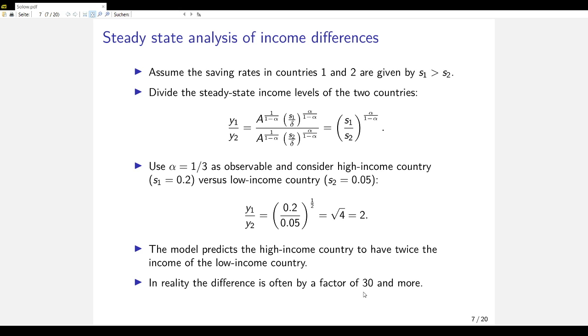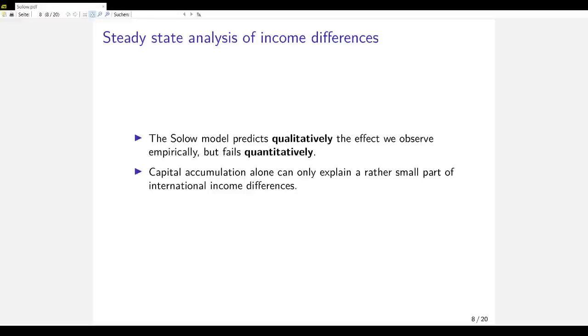So the differences it can explain across countries based on differences in the saving rate are a rather small part of the actual differences that we observe across countries. To summarize, the Solow model predicts qualitatively the effect we observe: the country with the higher saving rate would be associated with a higher income, but it fails quantitatively. The difference that we can actually explain with the Solow model is rather small. This means that capital accumulation alone can only explain a rather small part of international income differences.